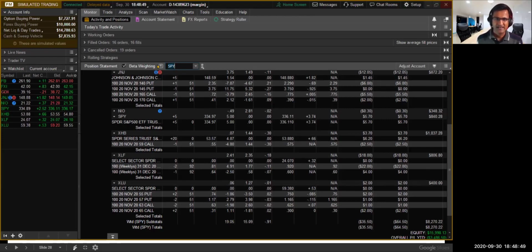So if it's tech heavy, I'll say I want to beta weight against QQQ. Then it will tell me how this portfolio would behave based on the changes in QQQ. You can mix up everything and say you have 21.5 units of QQQ in your portfolio.